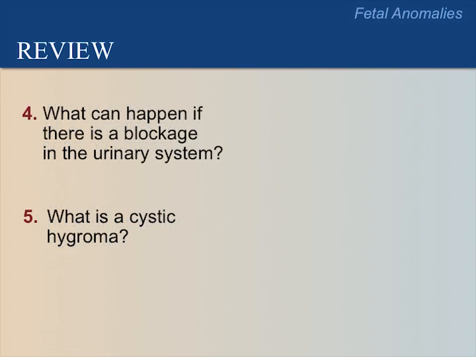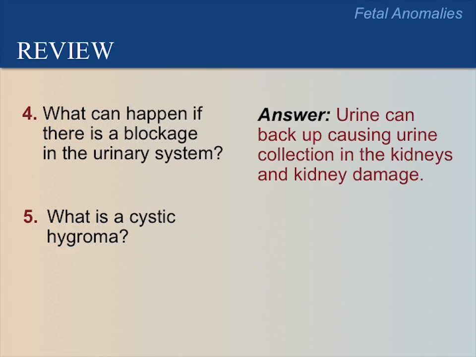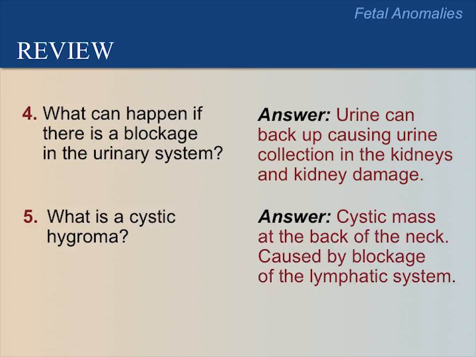What can happen if there is a blockage in the urinary system? The answer is that urine can back up, causing a urine collection in the kidneys and kidney damage. This is called hydronephrosis. What is a cystic hygroma? The answer is a cystic mass at the back of the neck caused by a blockage of the lymphatic system.